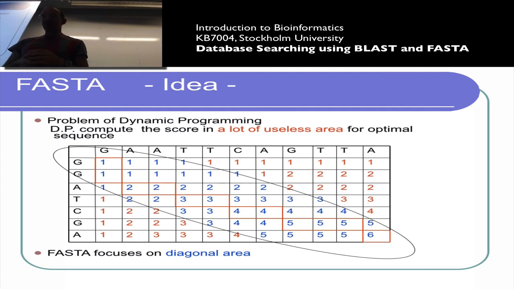So FASTA was released, I guess, in the early 90s, if I remember correctly. And BLAST 1 was released more or less at the same time. BLAST 1 was made way faster, but not at all as accurate as FASTA. But then BLAST 2 was released in the mid-90s, and it was both faster and at least as accurate as FASTA. So that's what people use nowadays.